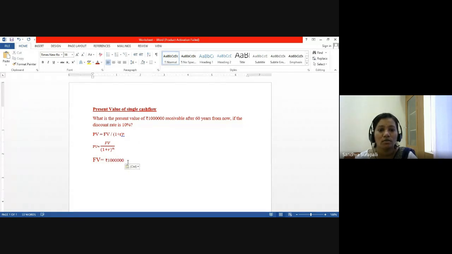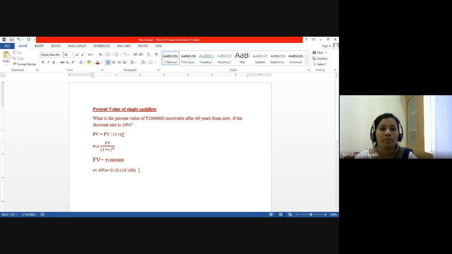Then what is the R here? What is R? Rate of interest that we are going to earn. It is also known as discount rate. This interest rate or discount rate, it means the same thing. So 10%, which is written as 0.1, because 10 divided by 100. Convert into decimals.